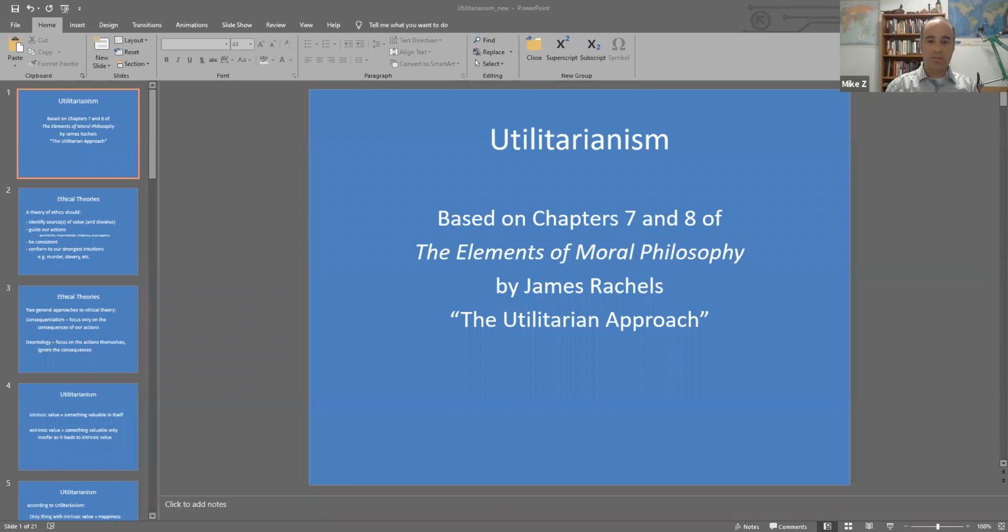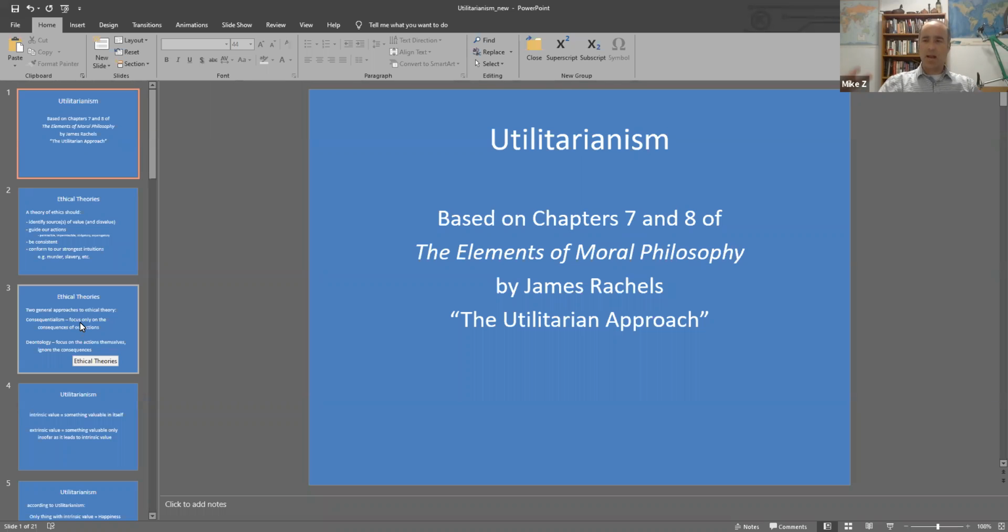Hello. So this is a quick overview of one of the most famous theories of ethics, utilitarianism. Almost everybody's at least heard of utilitarianism, whether they are aware of the details or the specific applications or not. I'm drawing a lot of this from a fantastic introductory ethics textbook by James Rachels, where he has two chapters dedicated to utilitarianism.